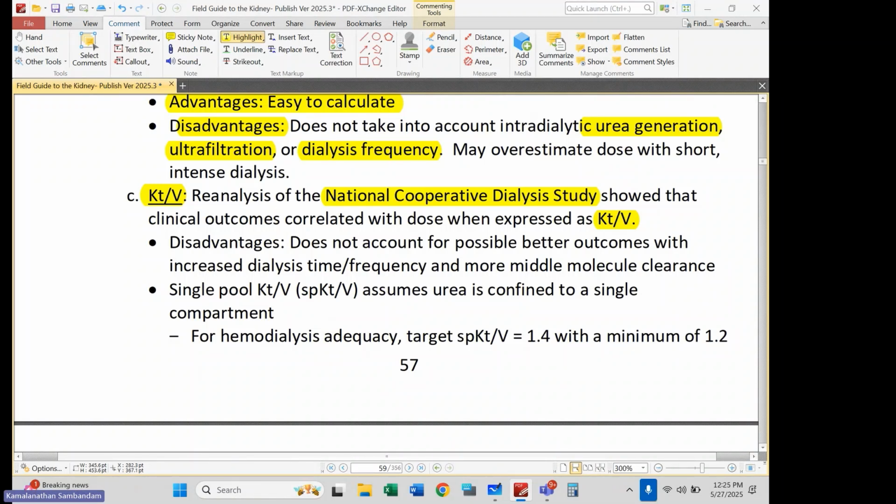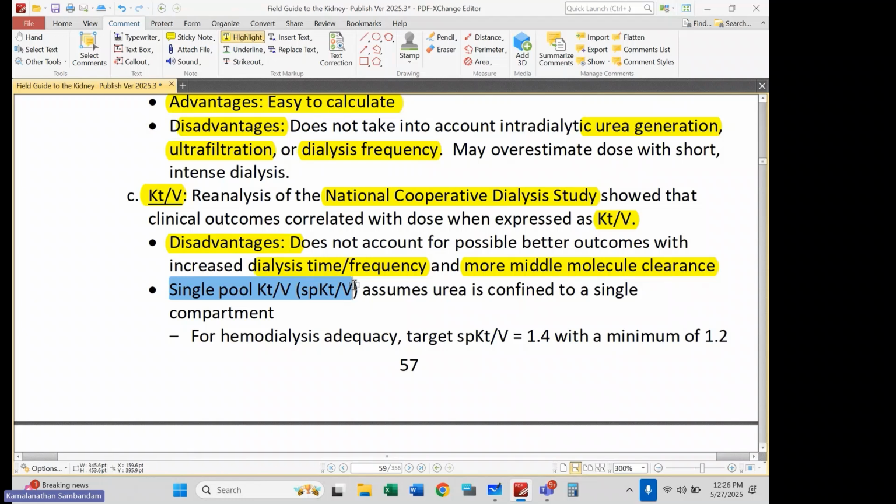Okay? So what is the disadvantage of KT over V? As I mentioned, frequency and dialysis time are not going to be clearly apparent out of using KT over V as your sole factor for dialysis dosing. Longer dialysis times and frequencies allow for more clearance of middle molecules. As we said, phosphate acting like a middle molecule. Okay.